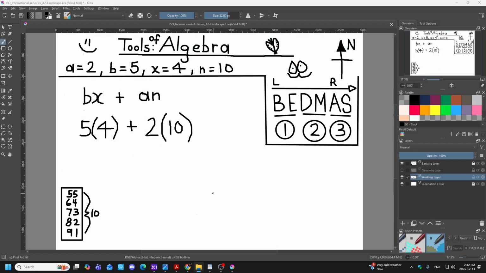5 times 4 is 20. We still have our addition, so our left-hand side's done. Now let's do our right-hand side. Simple math. 2 times 1 is 2. Just bring down the 0, and we're done.